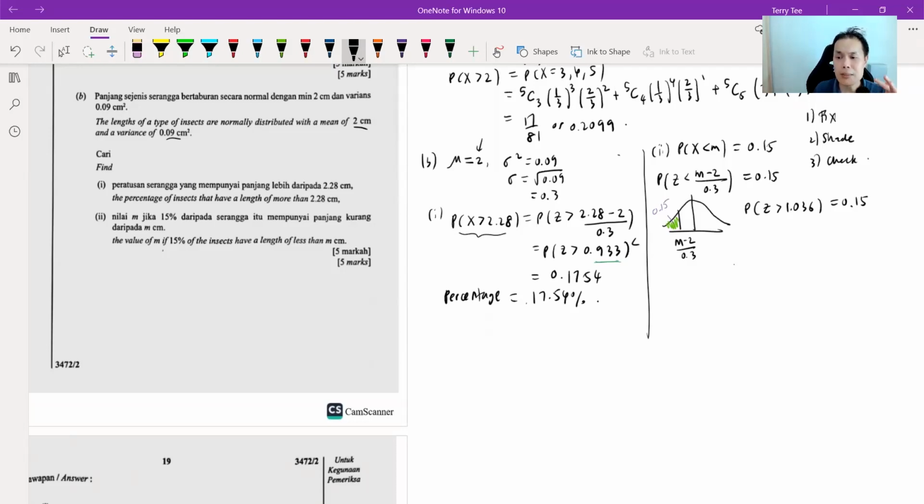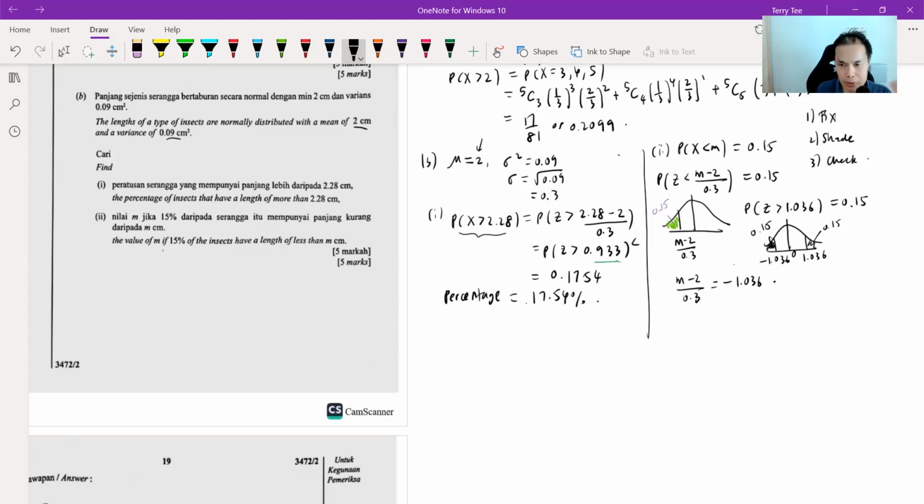But we know the symmetrical property of the normal distribution graph. If this is 1.036, this is 0.15. I can actually flip it to the left and write this as negative 1.036, because the standard normal distribution graph is symmetrical at the center at 0. So this is still 0.15. So what I can do instead is to take m minus 2 over 0.3 and equate this with negative 1.036.